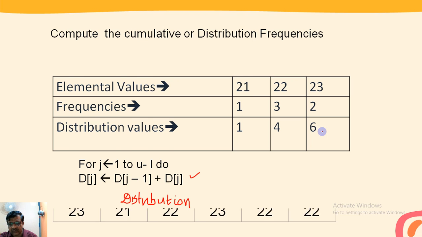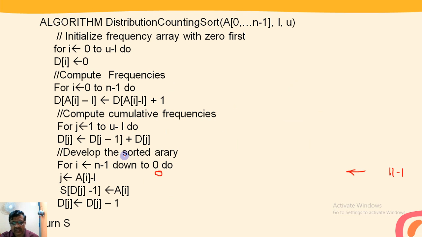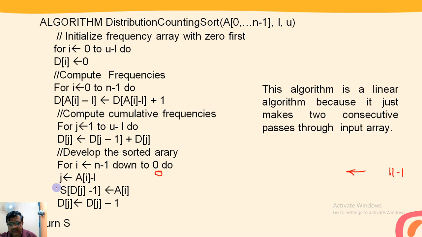Therefore, that will also go on lessening. So the distribution value is to be lessened by 1. Till all the elements are completed, we make use of this distribution array. It will start from n minus 1. This is a very important step. It will start from n minus 1. It will go down to 0.